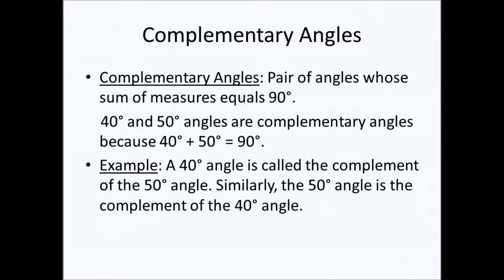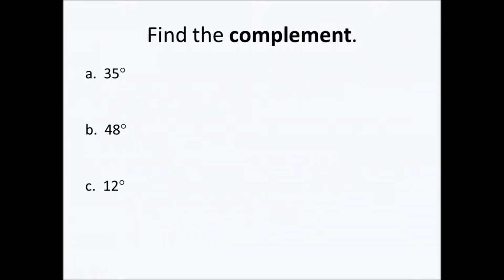Complementary angles are a pair of angles whose sum of measure equals 90 degrees. 40 degrees and 50 degrees angles are complementary angles because 40 degrees plus 50 degrees equals 90 degrees. A 40-degree angle is called the complement of the 50-degree angle. Similarly, the 50-degree angle is the complement of the 40-degree angle.